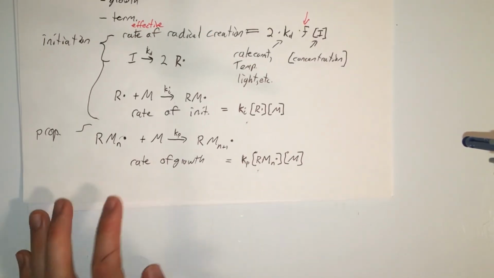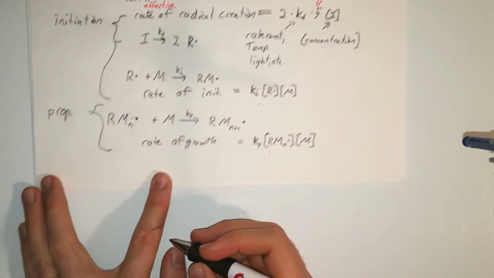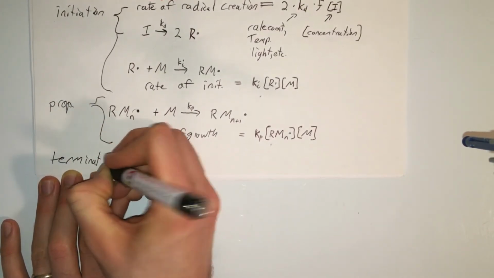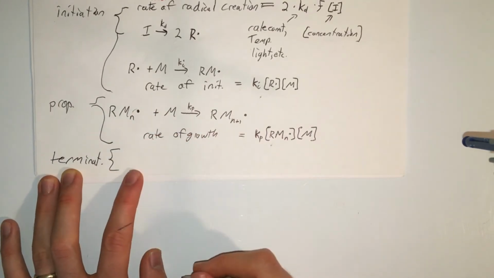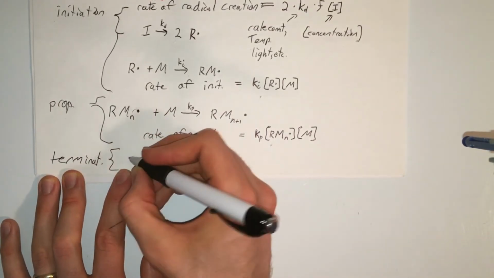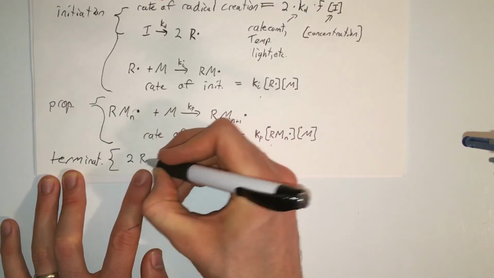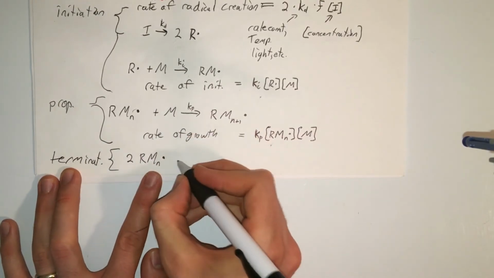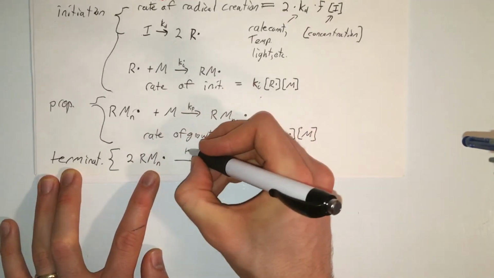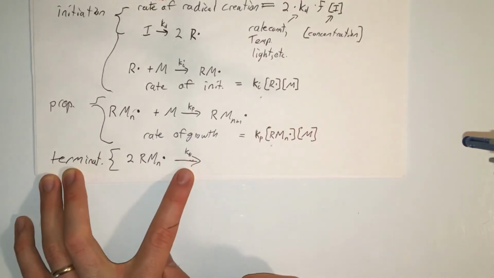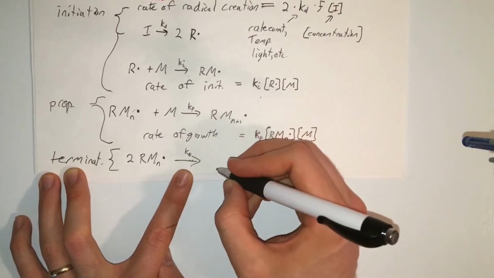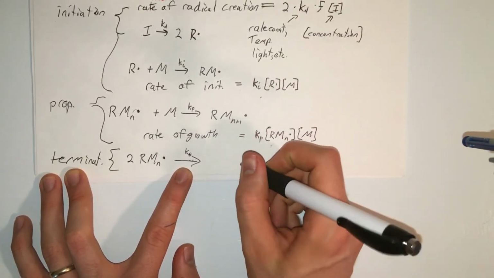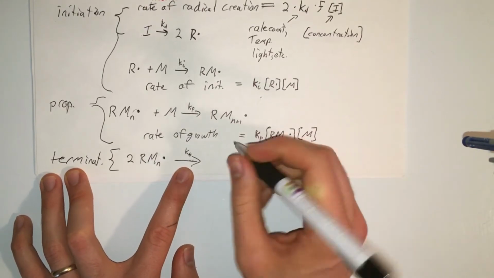Now, finally, our last thing, so this is propagation. Our last thing is going to be termination. So termination. Well, what is the process of termination? So termination is two of these chains, let's say of length n with radicals on the end, combining with each other with some rate constant k sub t to form, and they could form kind of any of the outcomes that we talked about earlier, either via disproportionation or combination.